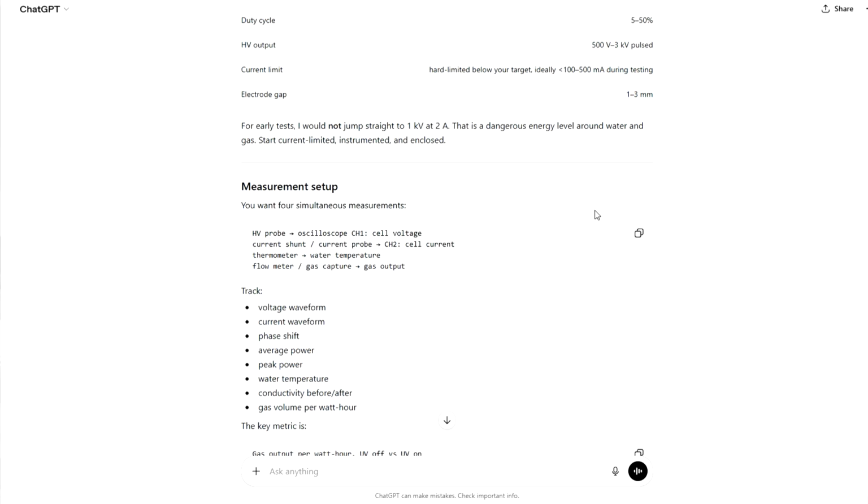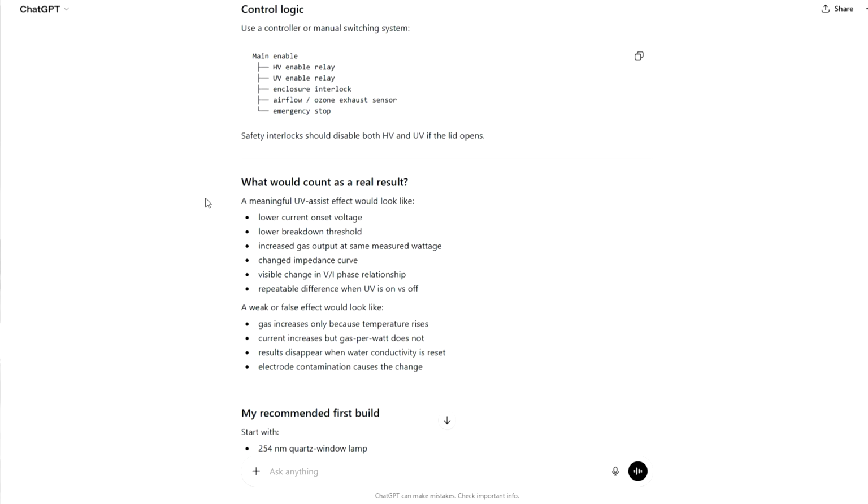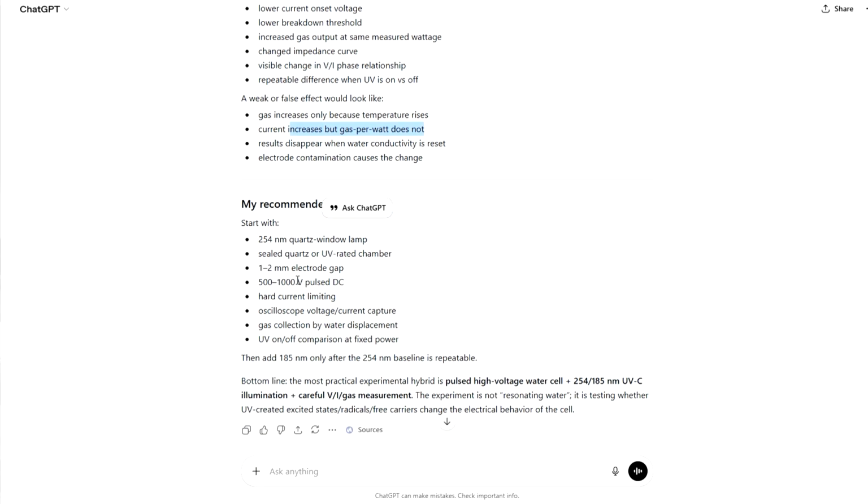You want 4 simultaneous measurements. HV probe, oscilloscope channel 1, cell voltage. Current shunt, current probe, channel 2, cell current. Thermometer, flow meter, gas capture, gas output. What would count as a real result? Lower current, lower breakdown threshold, increased gas output, and change in impedance, visible change. Okay, just blah blah, what to look for, etc., etc., etc.